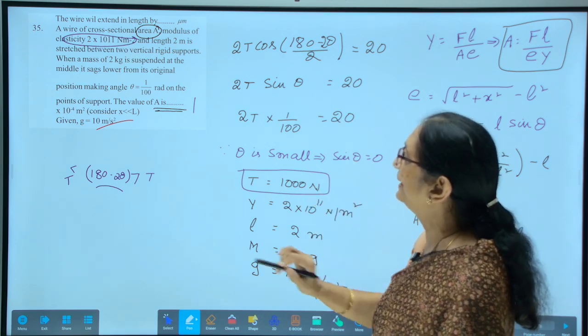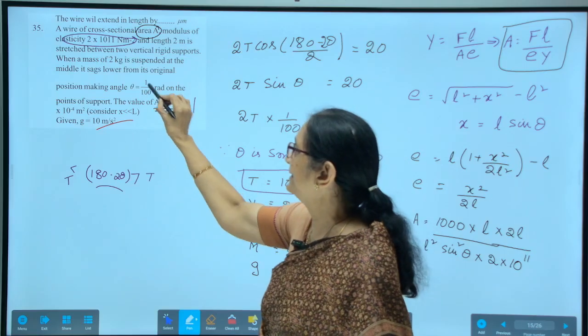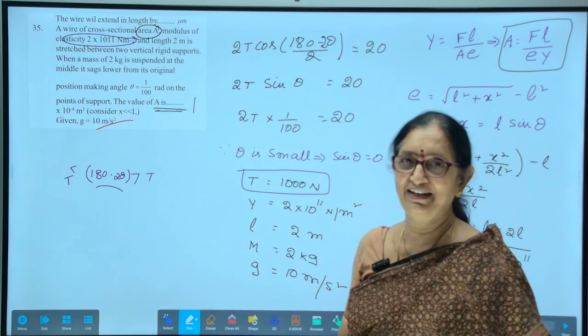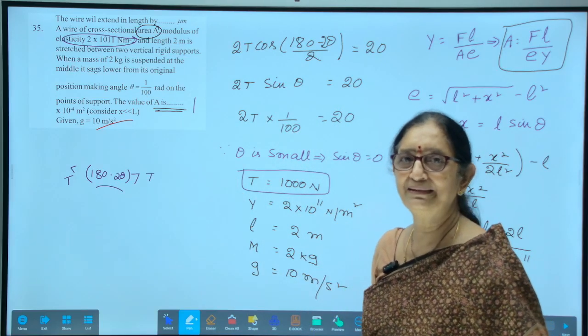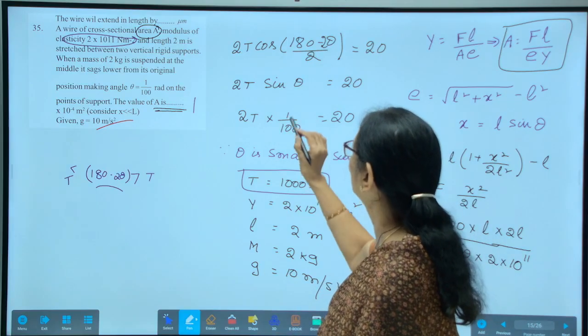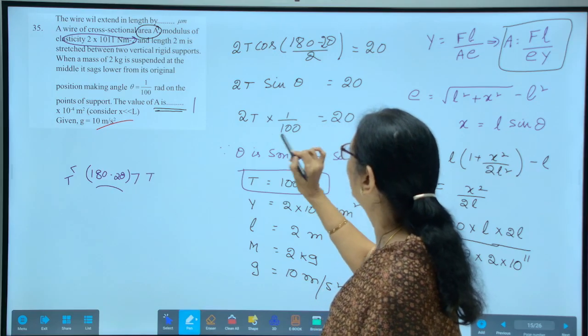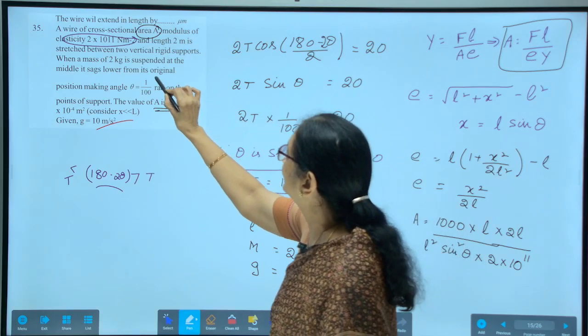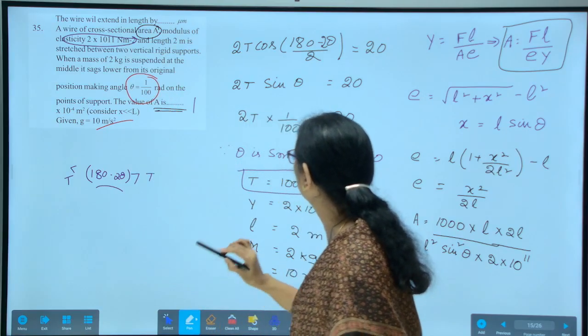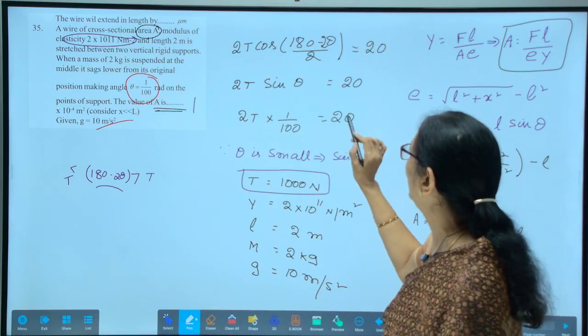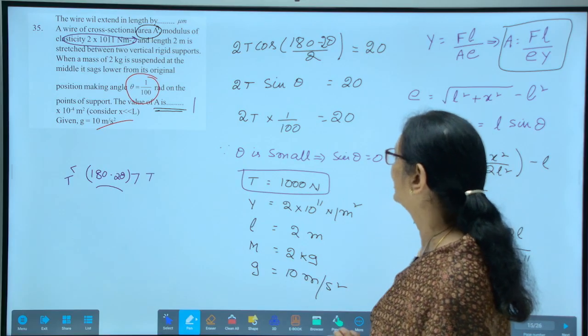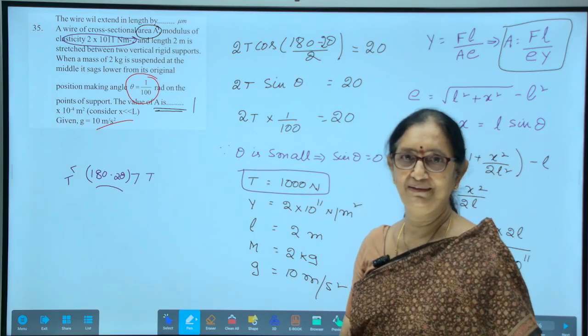Here one very important thing is that theta is given as 1 by 100 radian, which is too small. When theta is small, sin theta becomes equal to theta. So in place of sin theta, we just substitute theta here. 2T into theta, which is 1 by 100, is 20, from which T is equal to 1000 Newton, right?